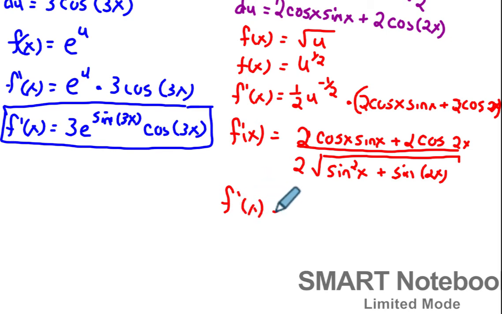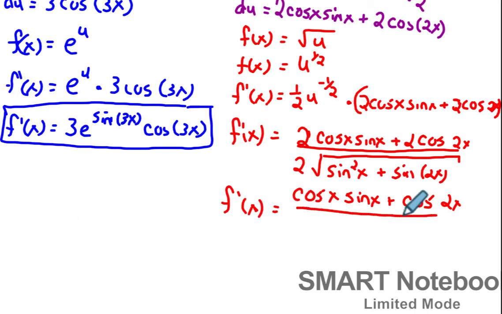2 divided by 2 simplifies down, so my final answer for this derivative would be cosine x sine x plus cosine of 2x. Because remember, I factored out the 2 before I can cancel it out. I just can't cancel out those 2 front 2's. Divided by the square root of sine squared x plus cosine of 2x.